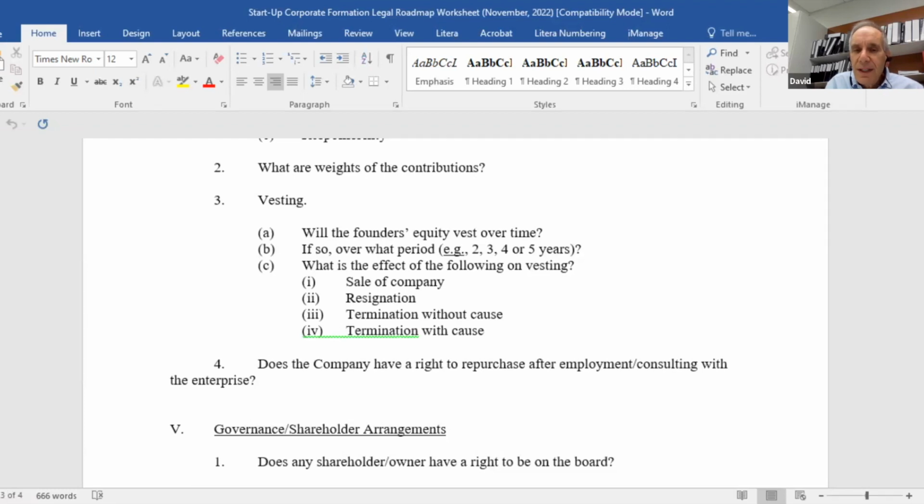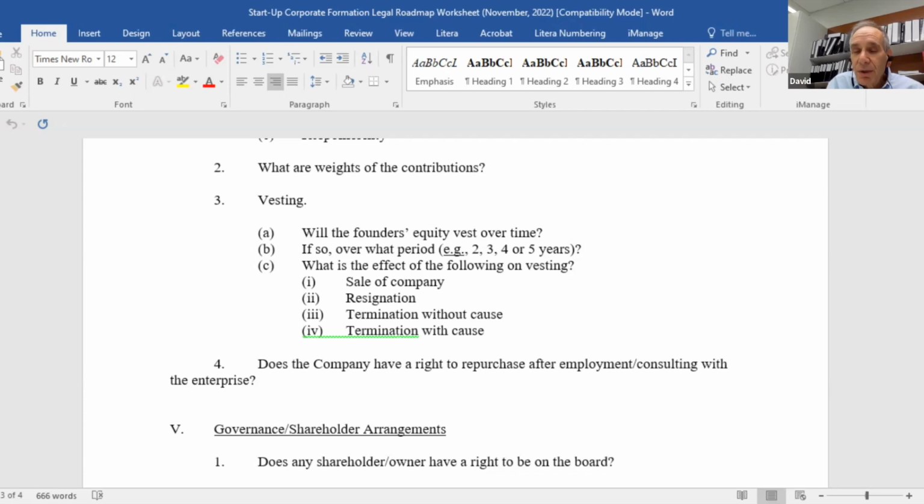And usually vest, I say here in B, 2, 3, 4, or 5 years. I'd lean more on the 4 or 5 years than 2 or 3, on a vest over a longer period of time. You'll do the same thing with employees, by the way, for employee vesting. And then you want to think about, okay, so what happens when we sell the company? Well, presumably it'll all accelerate because you're all there, but you want to think about that. What happens if somebody resigns and they ought to lose the vesting at that point? Terminate without cause. This is good.